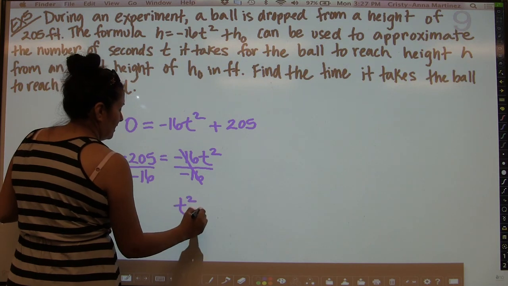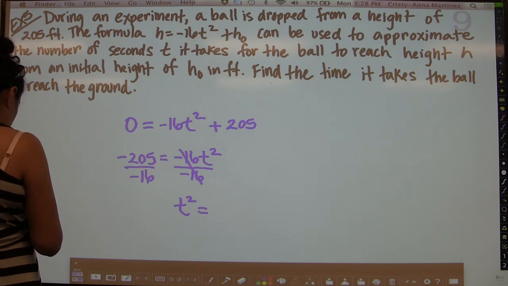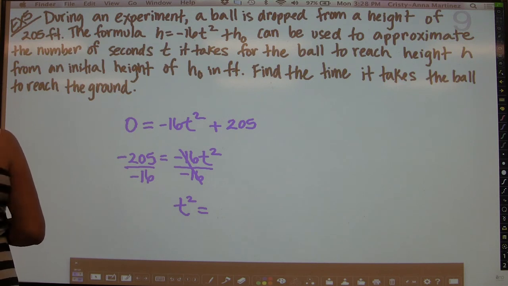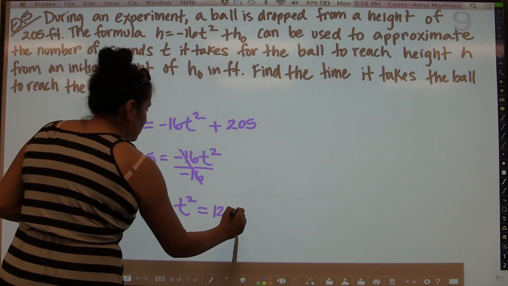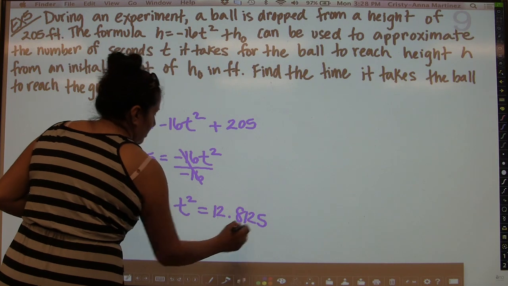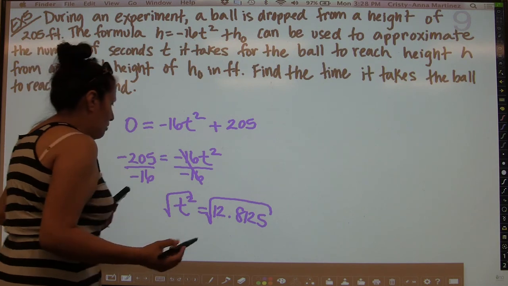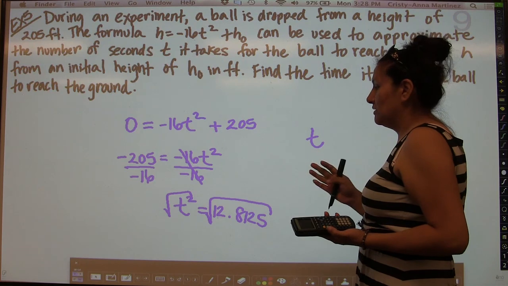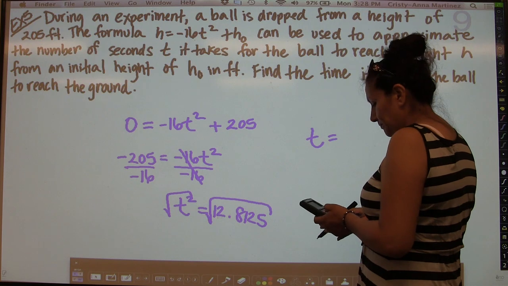And so I'm going to get that t squared equals a positive 205 divided by 16. So I'm going to get a decimal. It's going to equal approximately 12.8125. And then I'm going to square root to get rid of the square on the t. And remember that I'm going to get two solutions. But in this case, because we're talking about real time, it doesn't make sense for us to have negative time. So we're just going to go ahead with the positive solution.